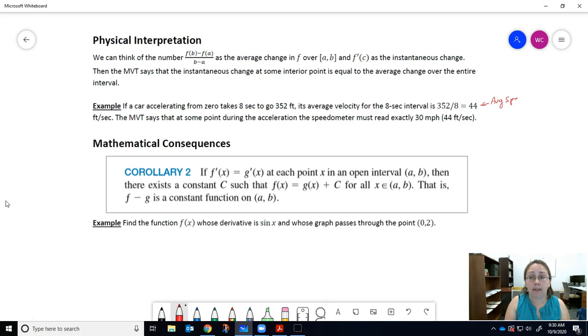Now, the mean value theorem says if this is your average speed, then at some point during that time, you had to achieve the exact speedometer reading of 44 feet per second. Think about this. When you talk about average, an average is the middle value. So if you start off accelerating from 0, then you're going 0 miles per hour. So that's going to really bring down your average speed because you're not traveling any speed at all. Whereas as you speed up over those 8 seconds, in order for your average to be a 44, you have to go over the 44. To go from 0 to somewhere over 44, you have to cross through the speed of 44.